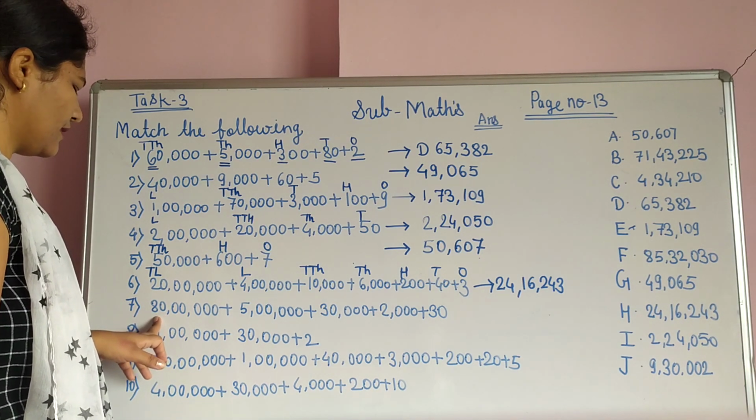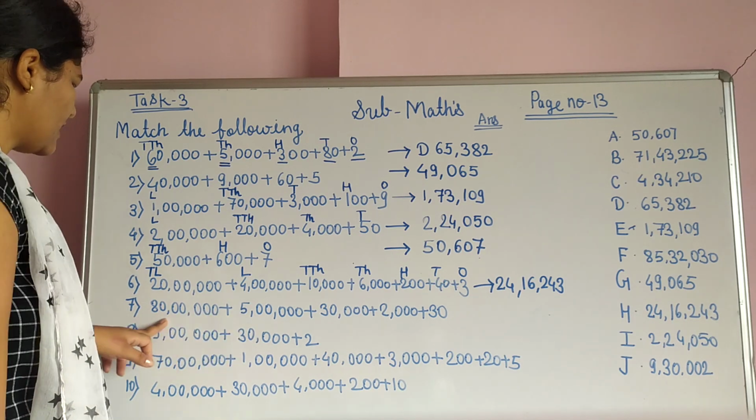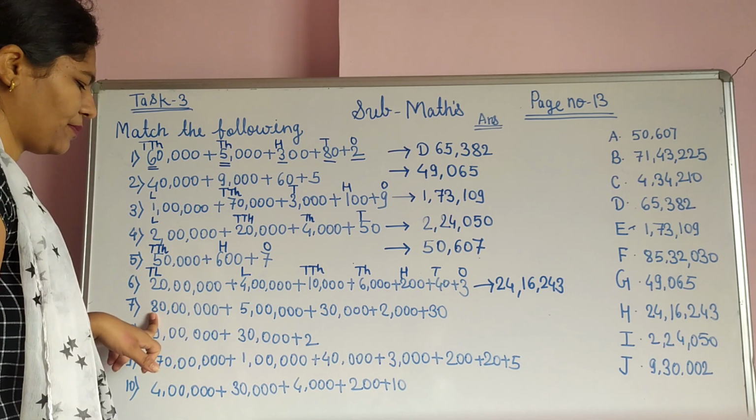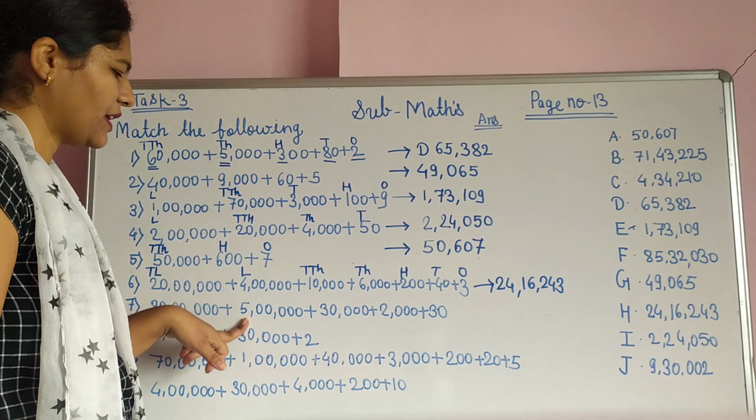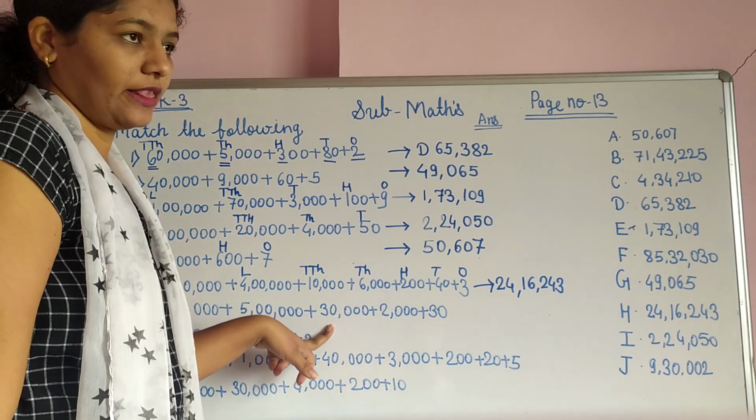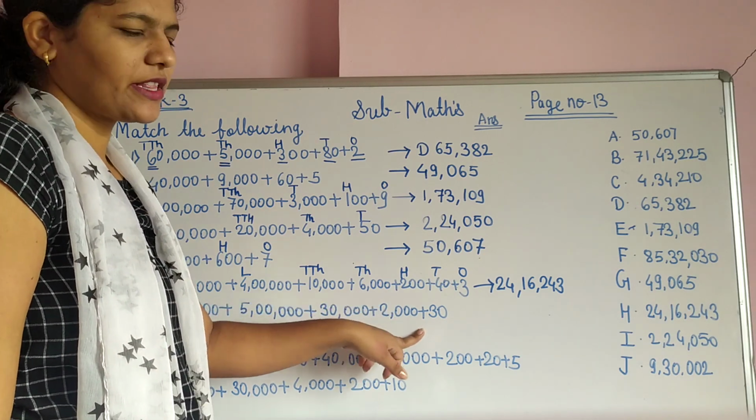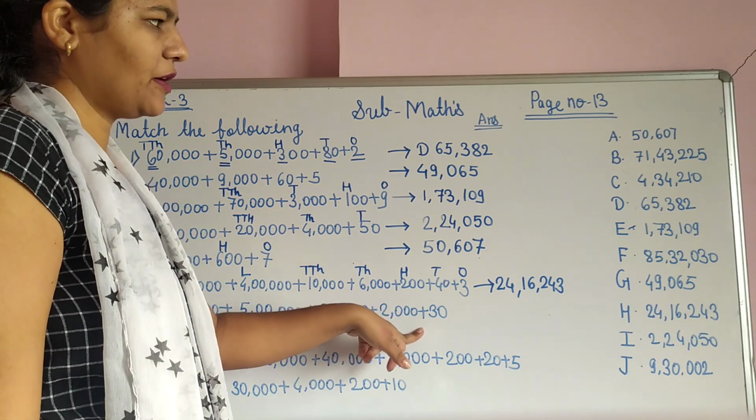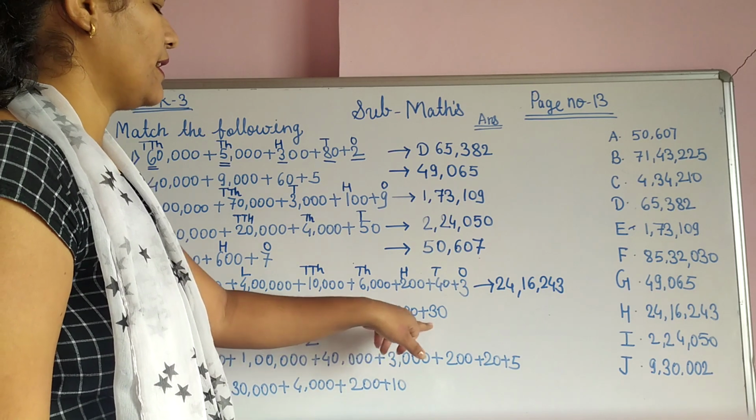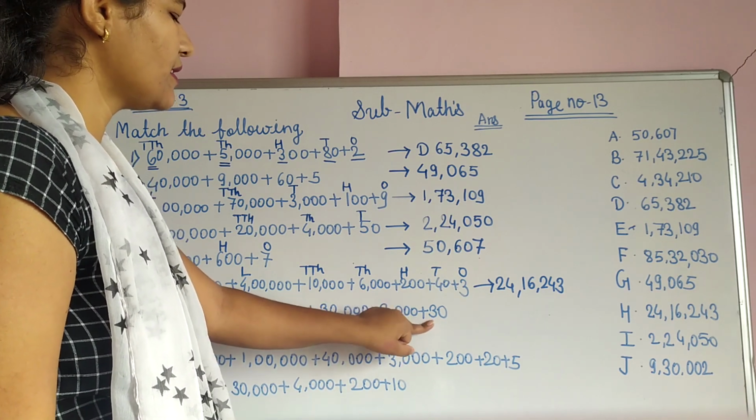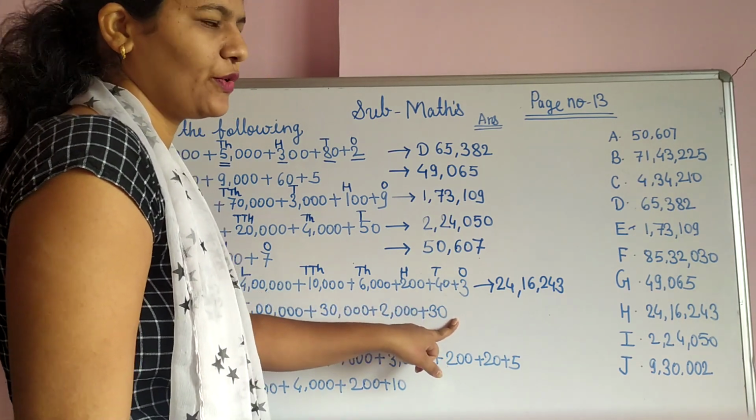Here 8 is there. It is 80 lakh. Means 8 is on a 10 lakh place, 5 is on a lakh place, 3 is on 10,000 place. This is a 1,000 place. And is anything on the 100 place? No. It means 100 place has 0. And tens place has 3, and ones place also has 0.